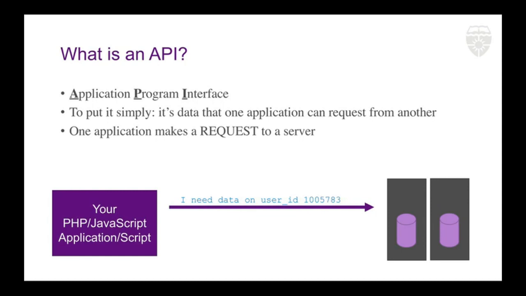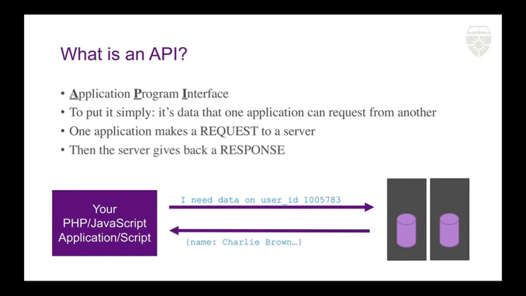So you got your script, written in Python, PHP, whatever, JavaScript, doesn't really matter. It makes a request to the Ex Libris server, says, here's a key of some sort, I need data on user 1005783. Ex Libris servers say, okay, name, it's Charlie Brown. Here's all his information, loans, fines, all that sort of stuff. So the server then gives back a response.